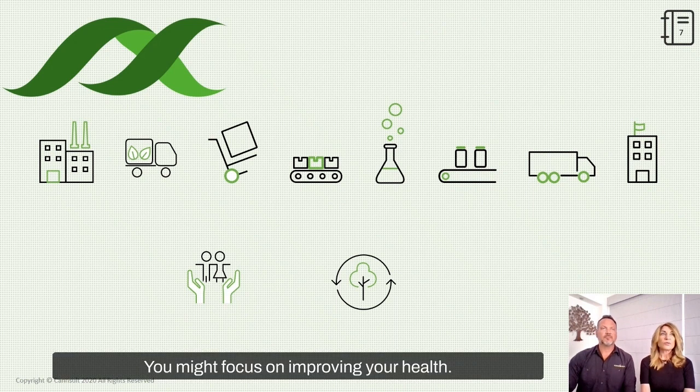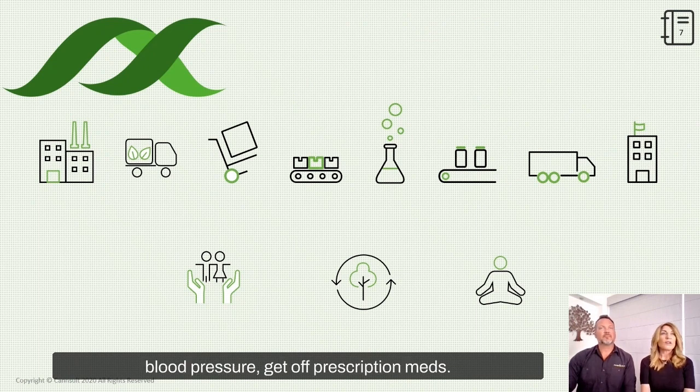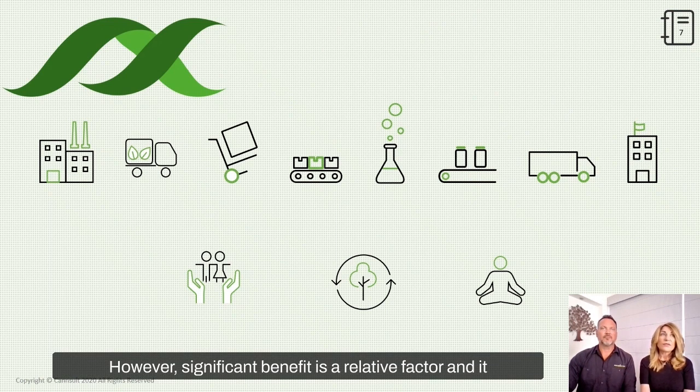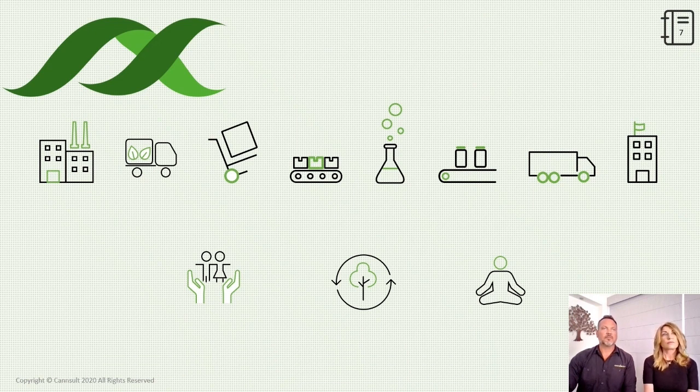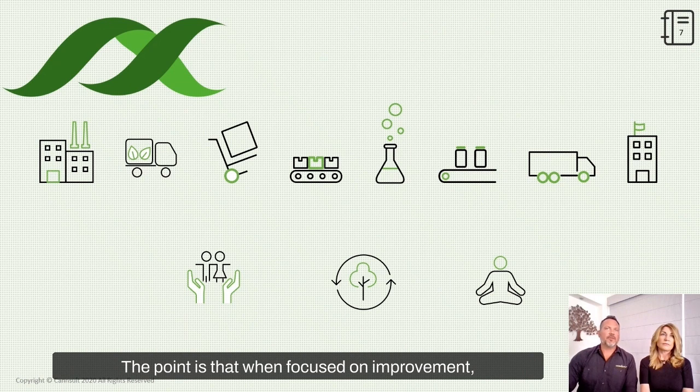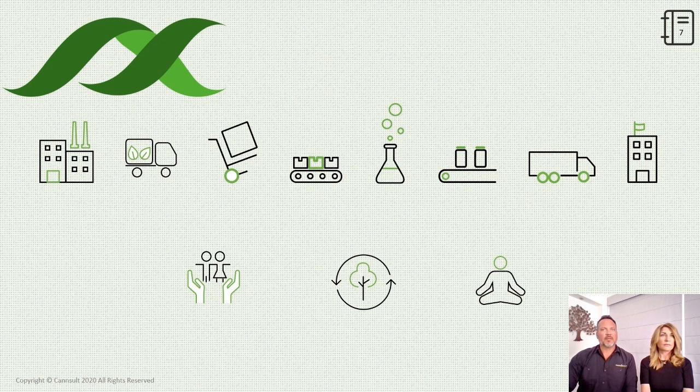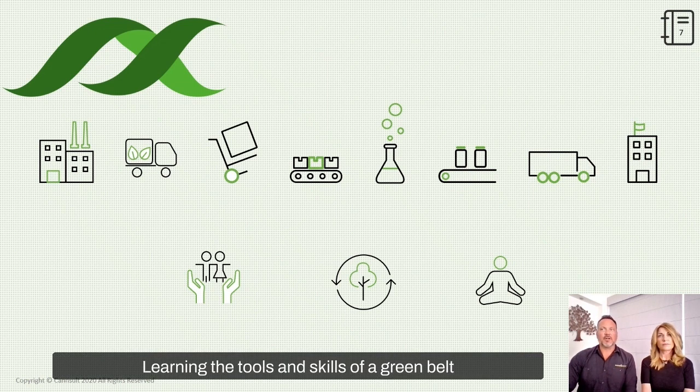You might focus on improving your health. For example, reduce your weight, improve your blood pressure, get off prescription meds. Or you could decide to improve efficiency or results of homeschooling. We want to make sure that the project is focused on significant benefits. However, significant benefit is a relative factor, and it depends on your own situation and your own scope. The point is that when focused on improvement, we can find opportunities at any level. Learning the tools and skills of a green belt is best for the project, but it is not required.